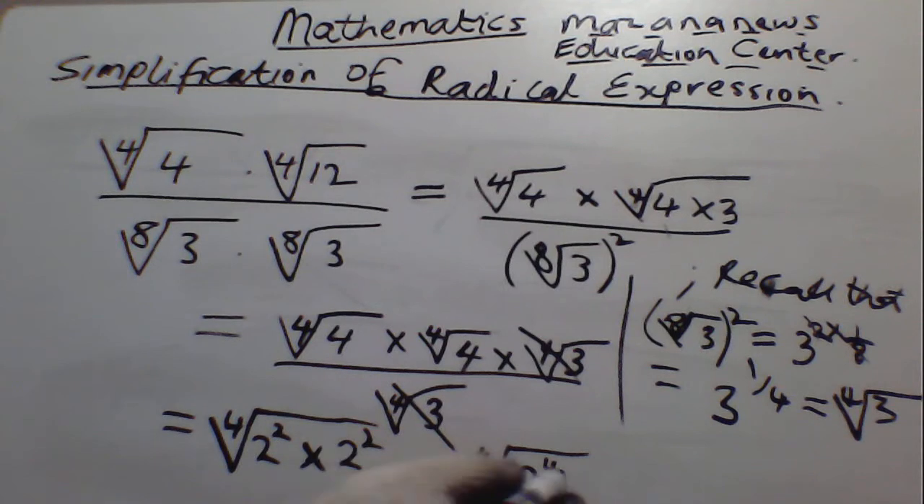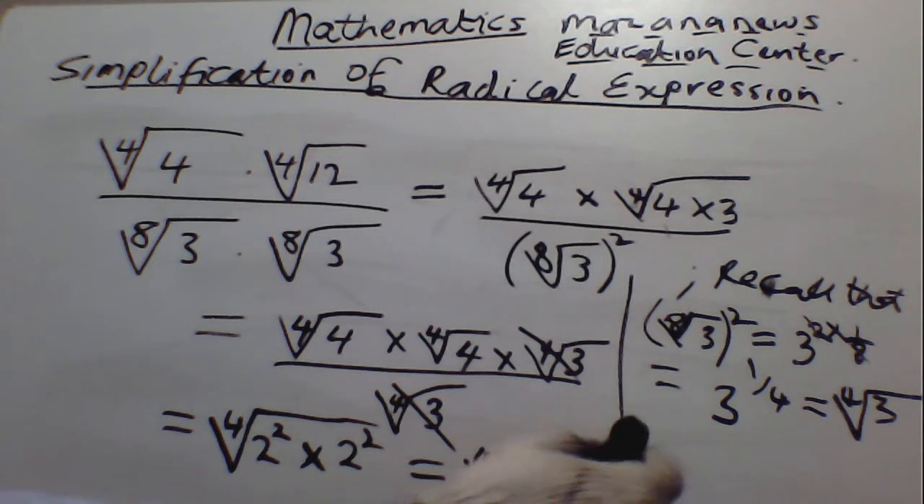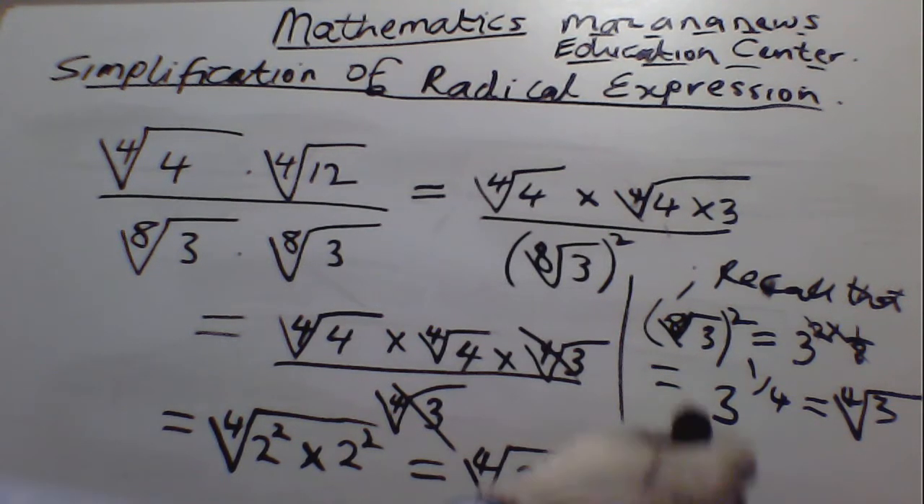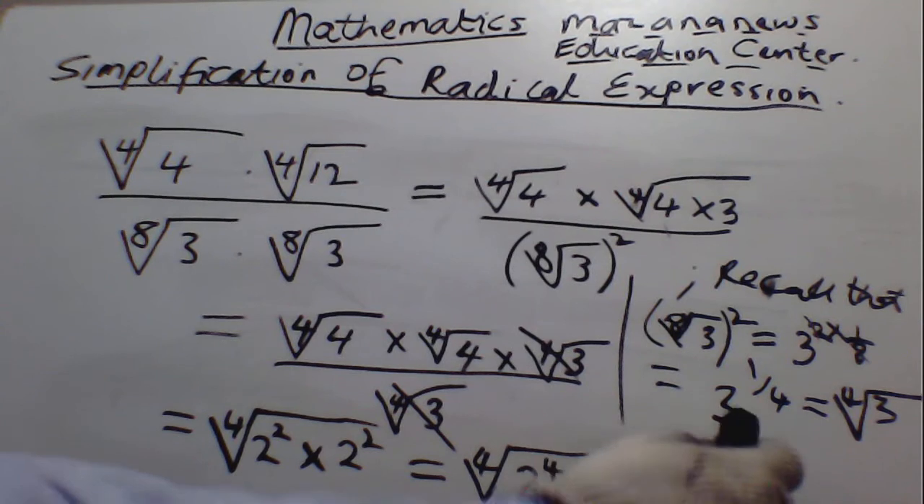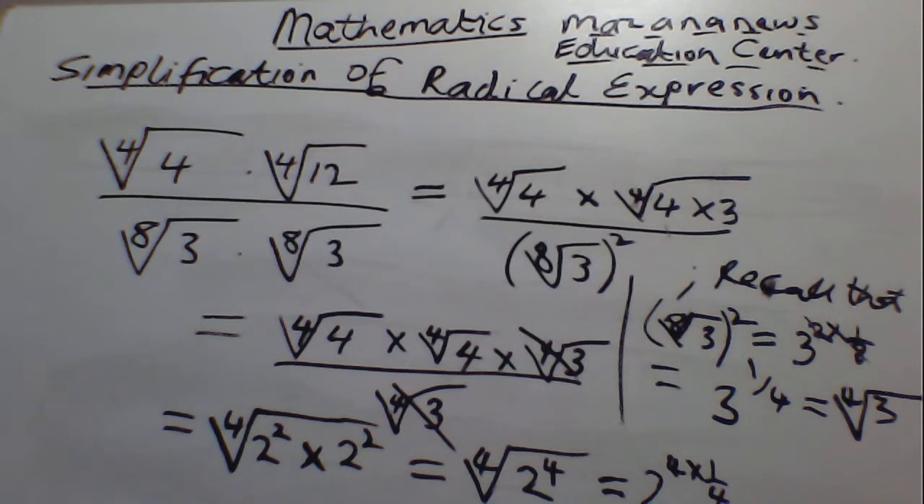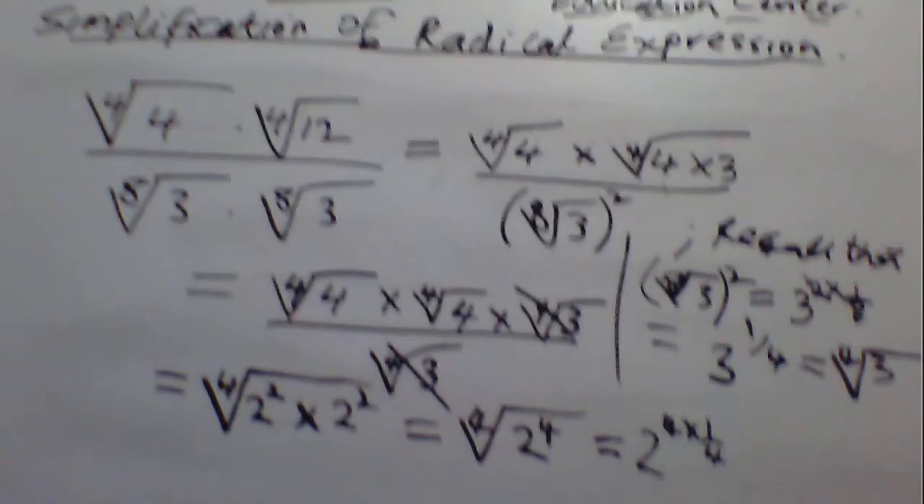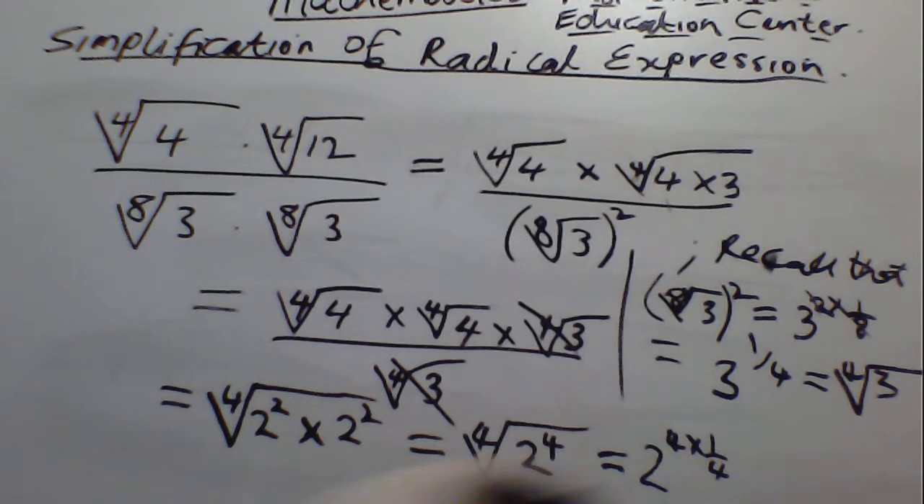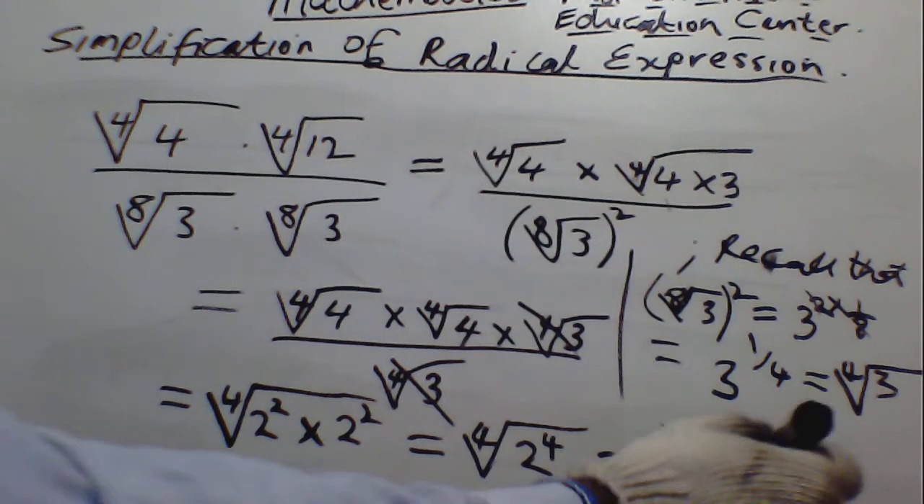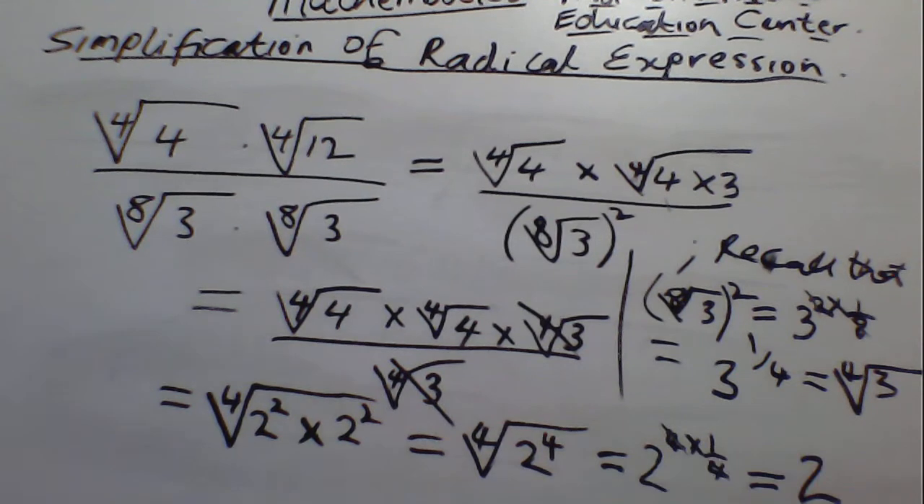So when they are equal, they cancel out to give us. You can still put it in exponent form to see it very clearly. So this can cancel out. 4 times 1 over 4 is equal to 1. So we have 2, because any number raised to power 1 is the same number. So this is where we stop.